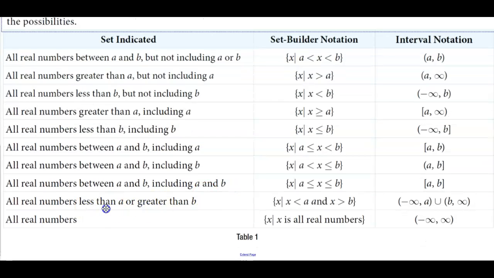All real numbers less than a or greater than b. So that would say x such that x is less than a or x is greater than b. Since we have that or, we have to use the union symbol. So that means we go from negative infinity to a with parenthesis, union, comma, b to infinity. And then all real numbers, x such that x is all real numbers, goes from negative infinity to positive infinity, and you always use parentheses for infinity.